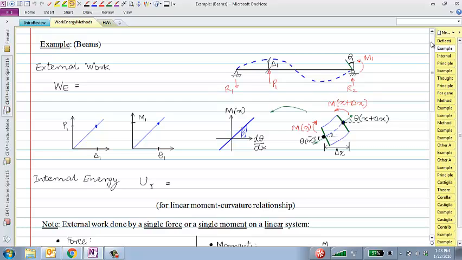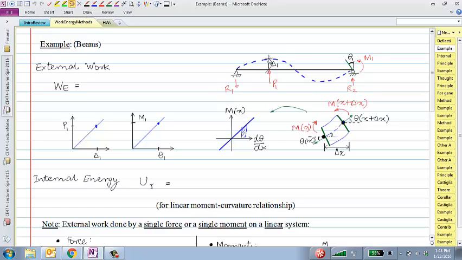What would be the external work done by this load P as it moves through delta 1? So P1, when it moves through by delta 1, what would be the external work done? P times delta over 2. Yeah, P1 times delta 1 over 2, or basically half times P times delta, right? No matter what type of external load you have, external work would be half times P times delta.